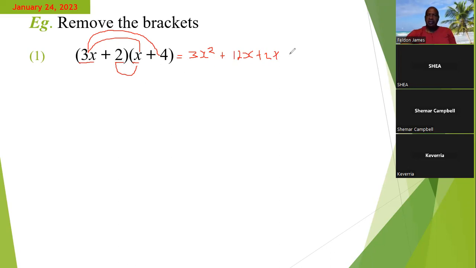All right, so what do we do next? We're going to multiply the 2 and the 4, which would give us 8. So 2 times 4 gives us 8. Now notice here in this expansion, when we remove the bracket, we get 4 terms, right? But if you notice the 2 middle terms though, what can we say about the 2 middle terms? They are like terms, sir.